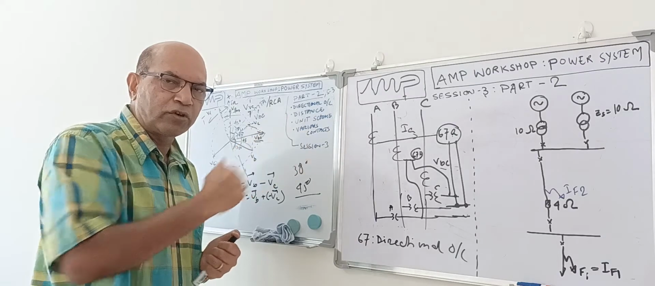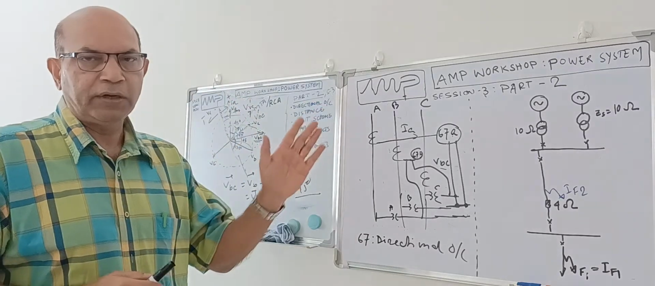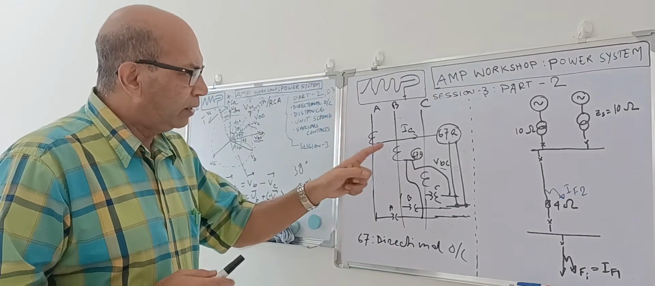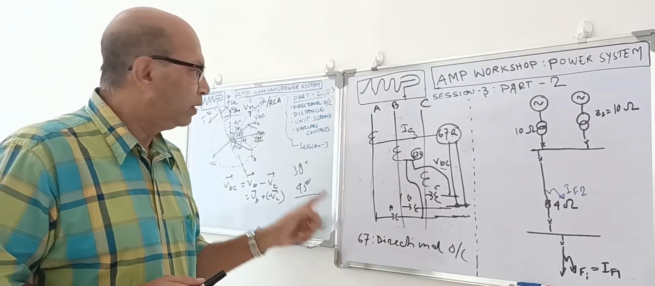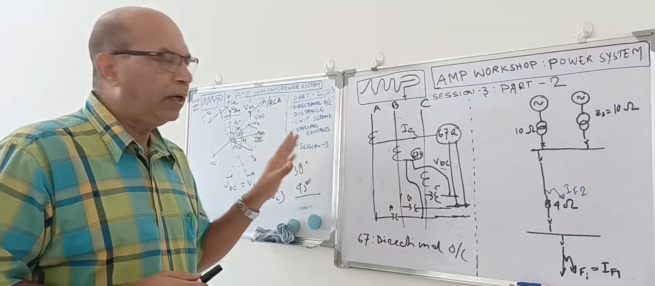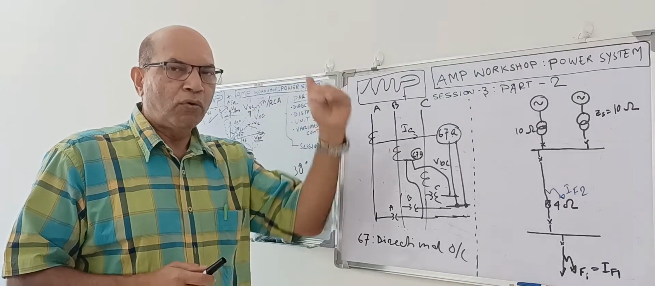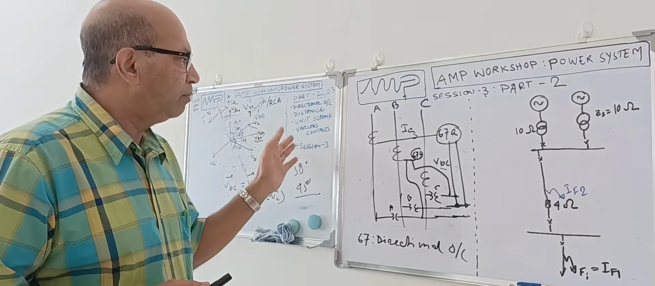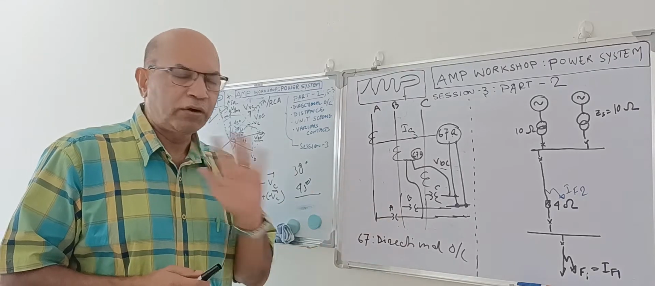Like a non-directional overcurrent relay, I can make different characteristics, but a non-directional overcurrent relay can operate in either direction. In case of a non-directional relay, it can look towards the source or towards the load. But in case of a directional overcurrent relay, depending on the current direction, it will look either towards the source or towards the load. It cannot see in both directions. This is the difference between non-directional and directional overcurrent relay, and this is the application of the directional overcurrent relay.